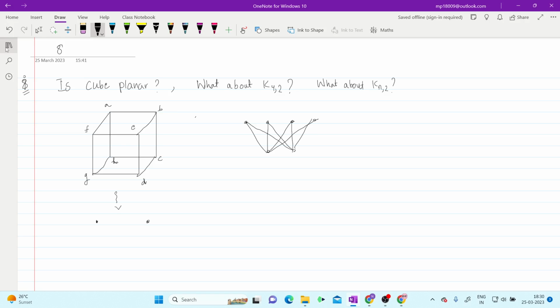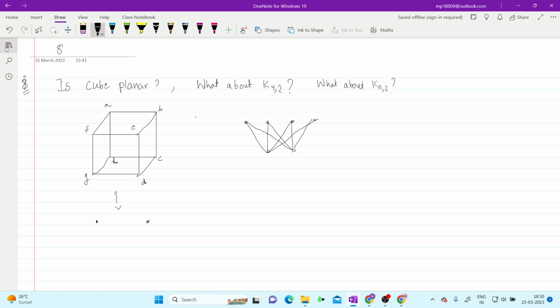The cube is isomorphic to K2 cross K2 cross K2, where cross is the Cartesian product, and if we imagine, then it is clearly a planar graph.